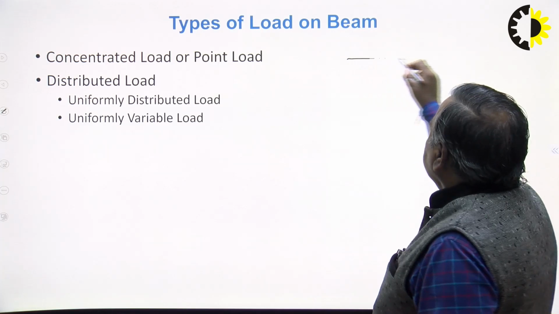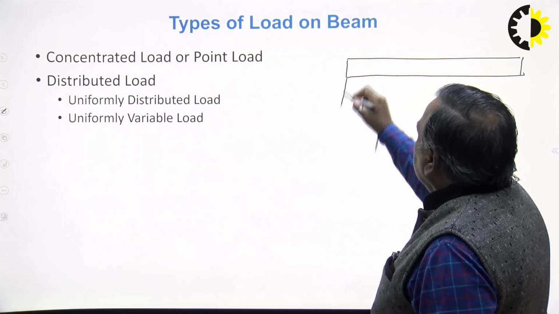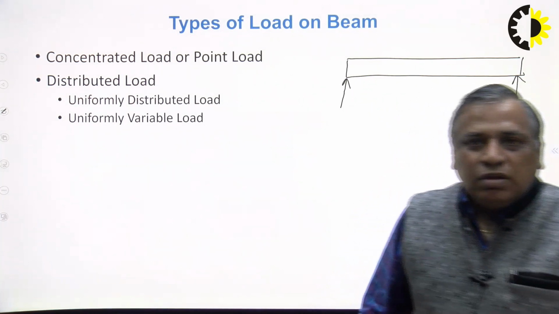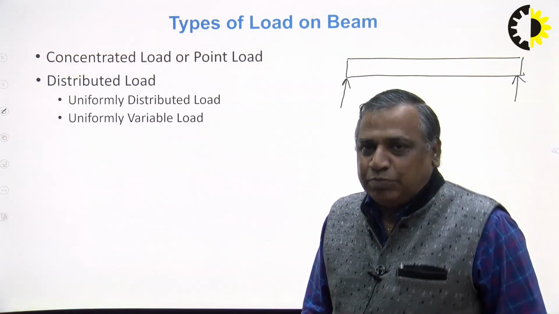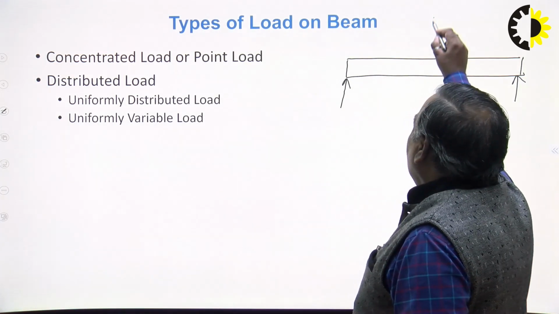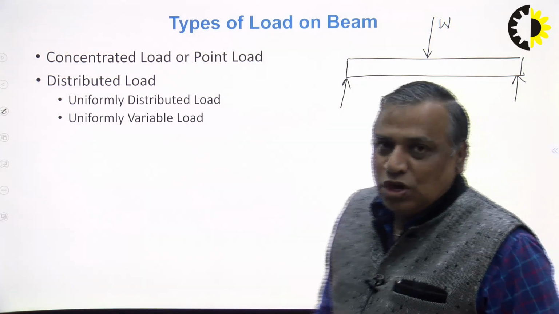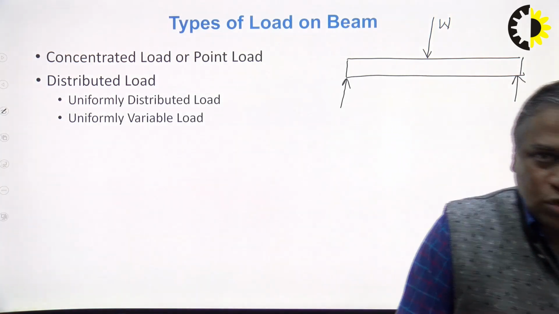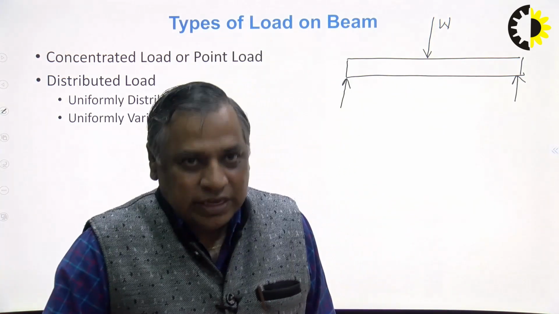Suppose this is a simply supported beam. Reactions are acting at a certain point, concentrated at a point. So this is considered as concentrated load or point load. This is applied load W. If we are showing it acting at a point, then it will be considered as concentrated load or point load. In fact, it is not possible to get point load in real time applications.